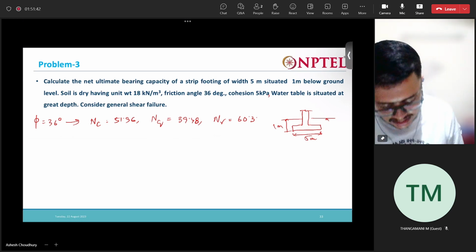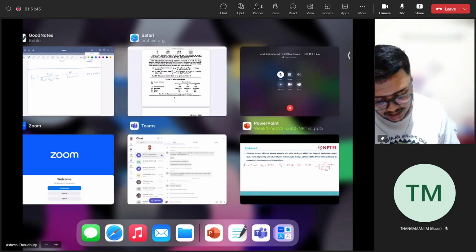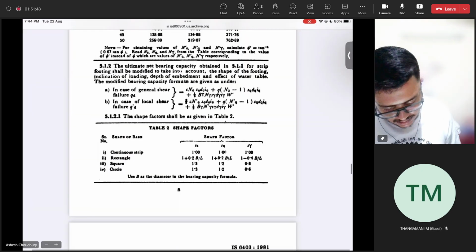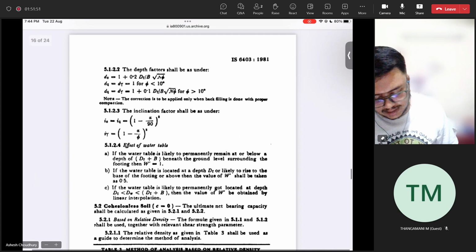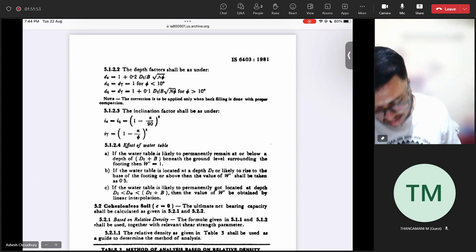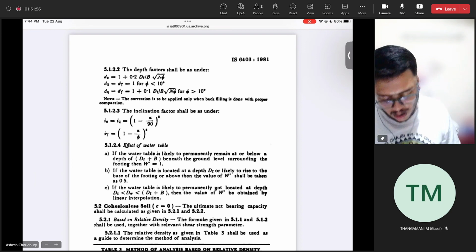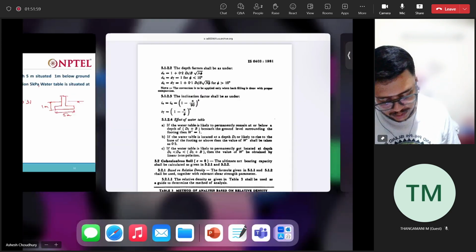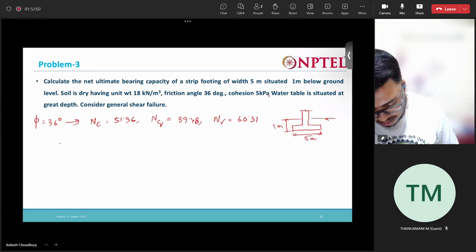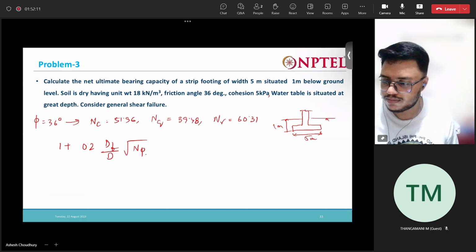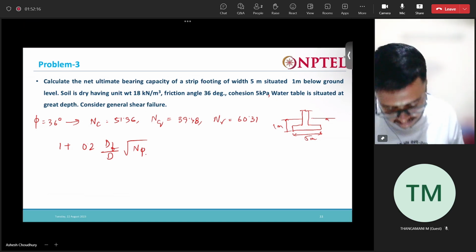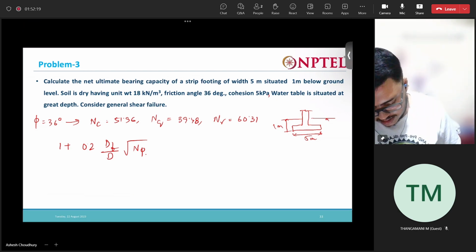Okay, Nc, Nq, N gamma we got. Now we need to determine the rest. So S will be 1, I will be 1. We determine Dc, Dq, and D gamma. Alright, so what is Dc? Dc is 1 plus 0.2 Df by B root over N phi, and Dq and D gamma are 1 plus 0.1 Df by B root over N phi. Okay, this is Dc, the depth factor.